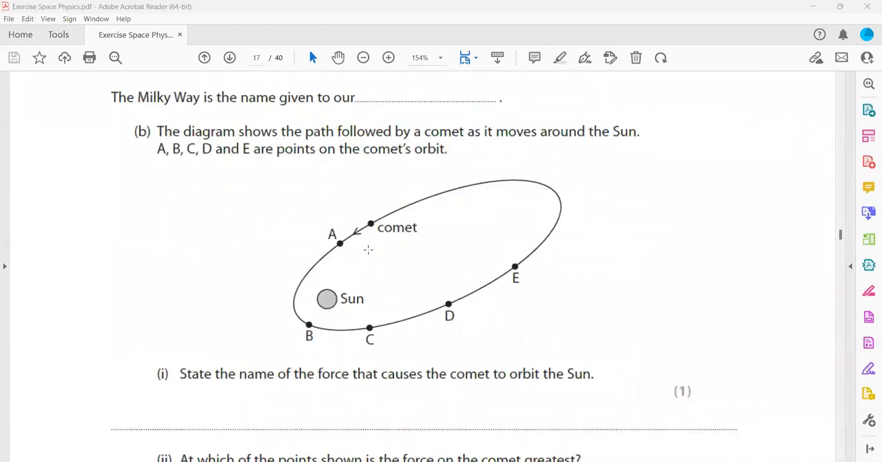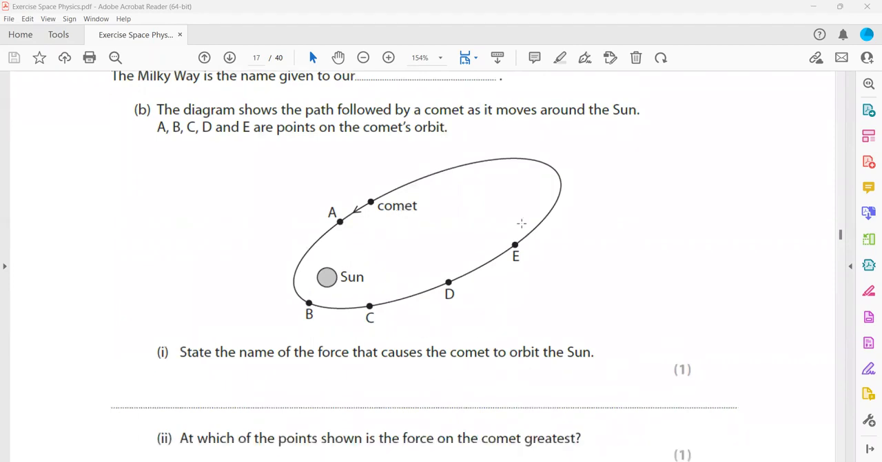The next one, as you can see, this is the orbit of the comet. The orbit of the comet is elliptical, or it is more eccentric, having a curvature. The diagram shows the path followed by the comet. Different positions are there: A, B, C, D, and E. State the name of a force that causes a comet to orbit the sun. So that's good, gravitational force.